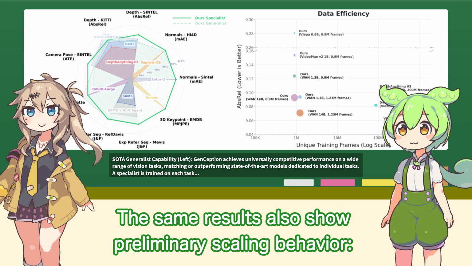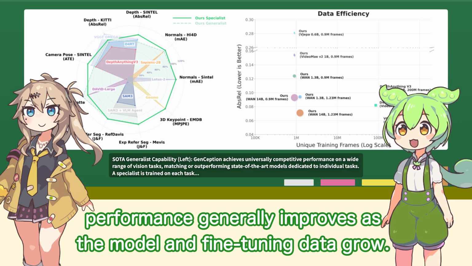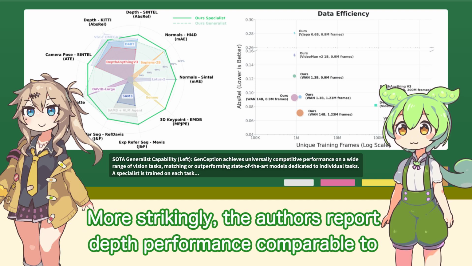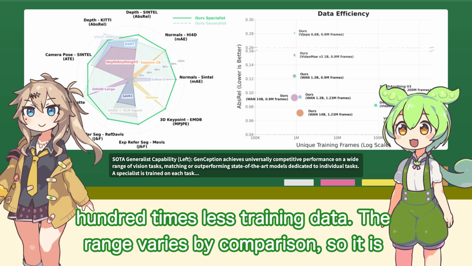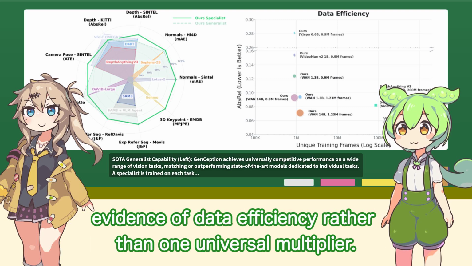The same results also show preliminary scaling behavior: performance generally improves as the model and fine-tuning data grow. More strikingly, the authors report depth performance comparable to leading D4RT and VGGT models, with between 7 and 500 times less training data. The range varies by comparison.